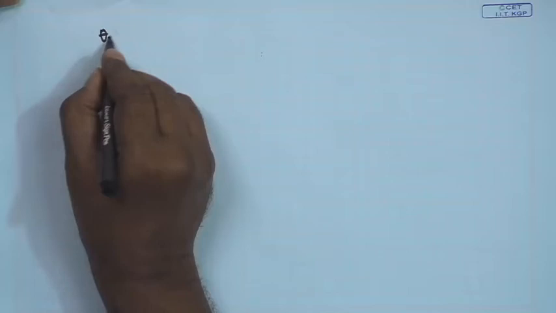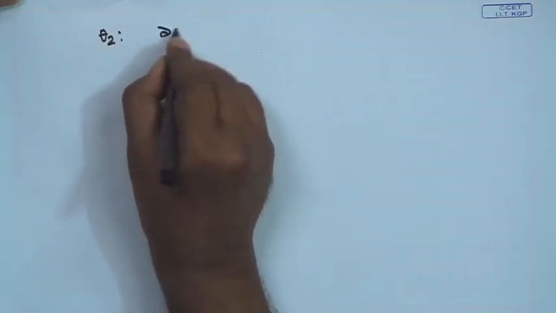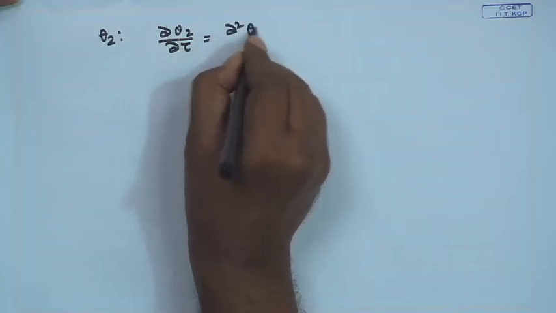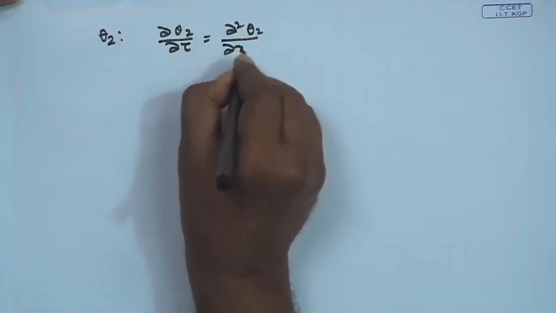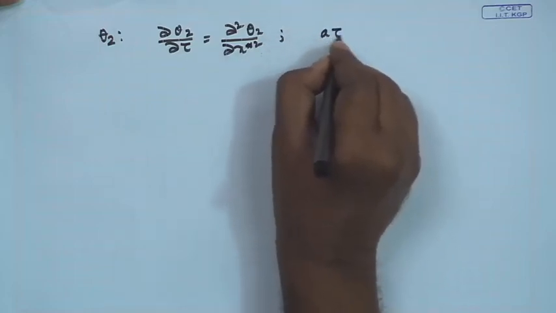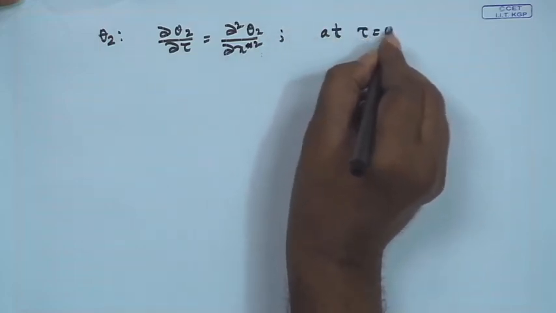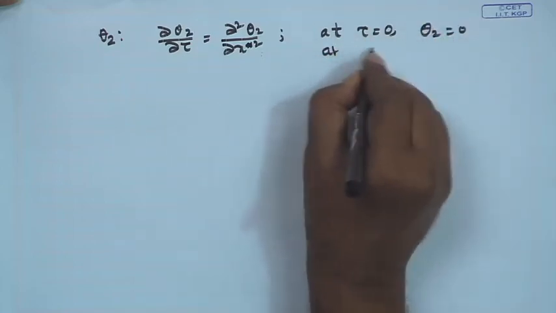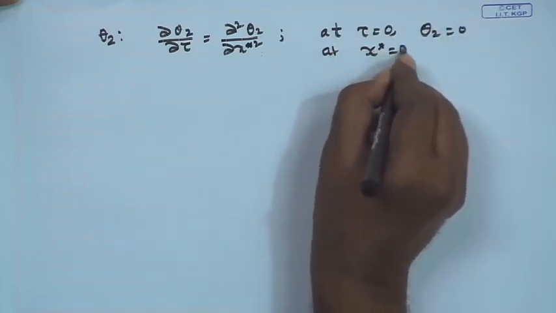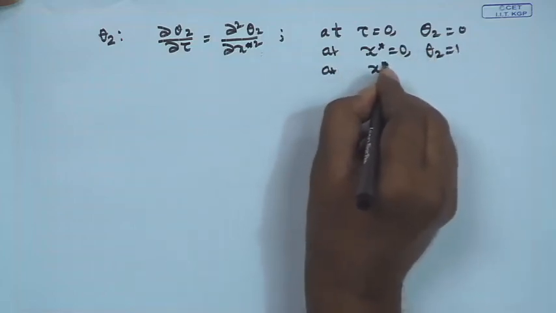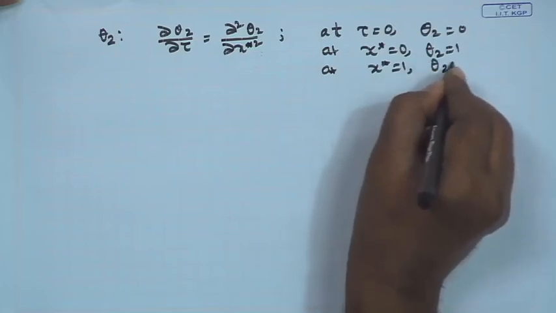So, let us look into the second sub problem, theta 2, where del theta 2 del tau is equal to del square theta 2 del x star square. At tau is equal to 0, my theta 2 is equal to 0. At x star is equal to 0, my theta 2 is equal to 1, and at x star is equal to 1, my theta 2 is equal to 0.